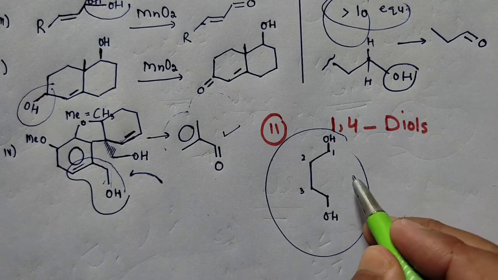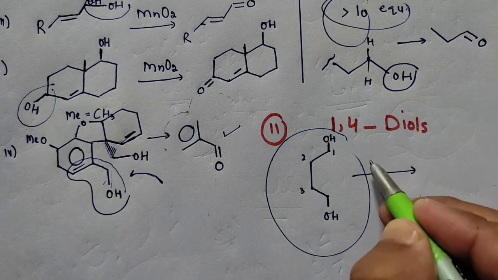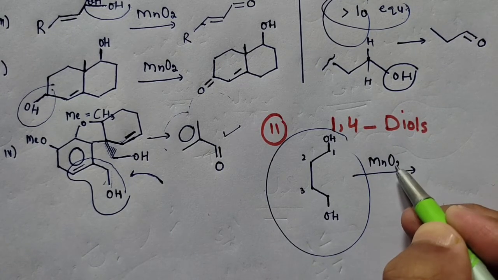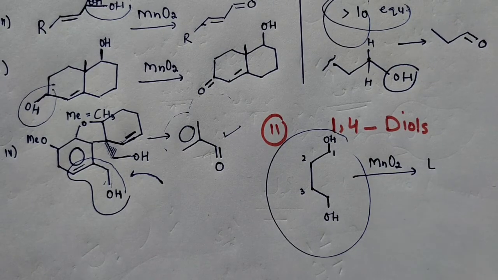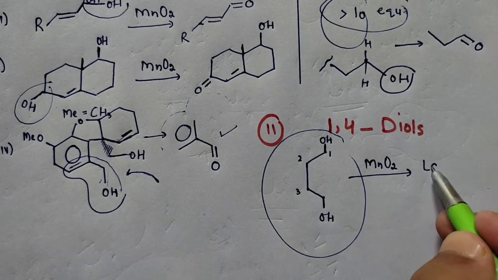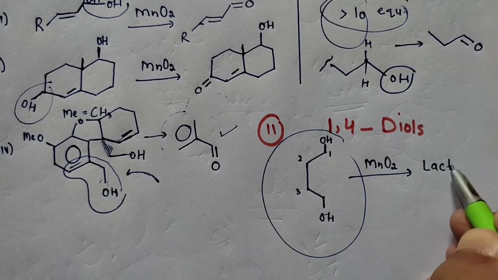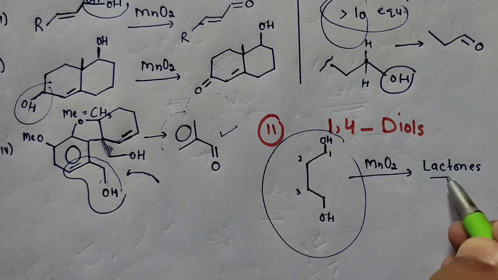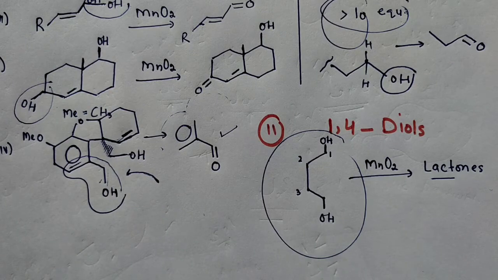When we treat these 1,4 diols with manganese dioxide, it results in the formation of lactones. So 1,4 diols, when we treat them with manganese dioxide, we know it's an oxidizing agent. So it will convert this 1,4 diol into lactone. Ab dekhi kaise. Let's first make that.